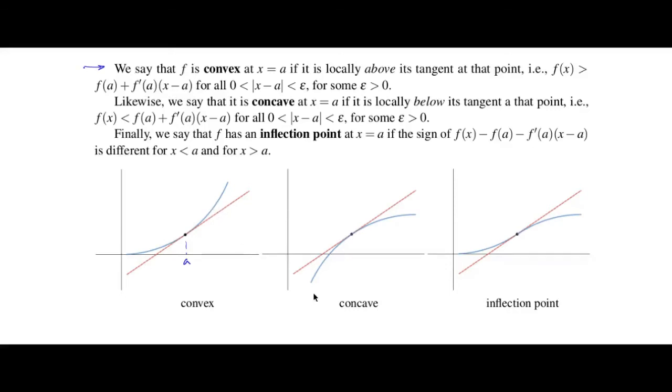Now, if a function is below the tangent, we call it concave. And if it's neither above nor below, which means that the sign of f(x) minus f(a) minus f'(a) times (x minus a) changes between when x is smaller than a and x is greater than a, then we say that f has an inflection point at a. Okay, so now how can we characterize these things with Taylor expansion?